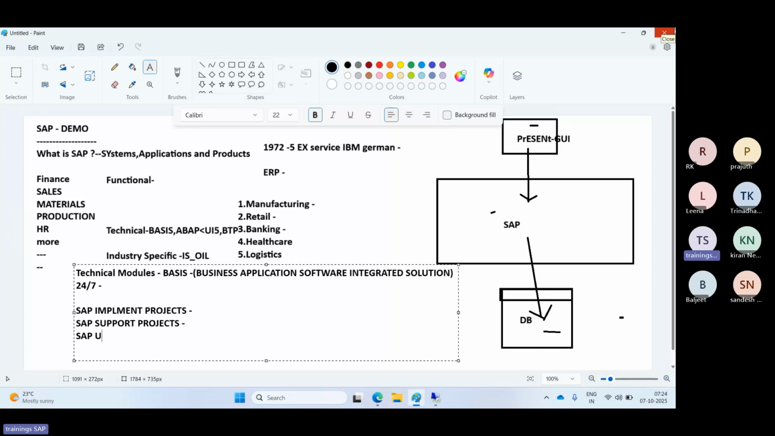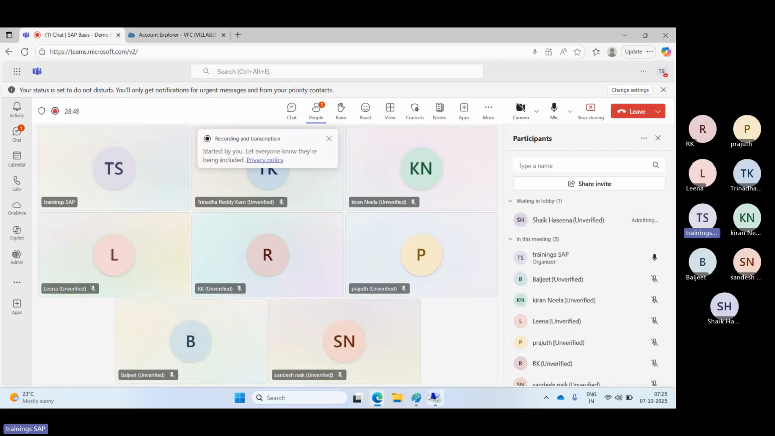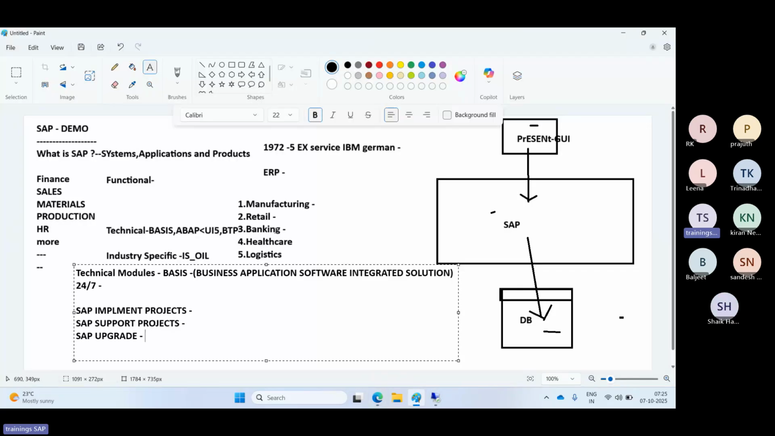Then SAP upgrade projects. We will also work on the upgrades. So enhancement projects, upgrades, rollouts. There are multiple projects in SAP. Upgrade projects mean updating the SAP system from one version to another. Migration projects, conversion projects, right? Enhancement projects. We will support all these projects here.